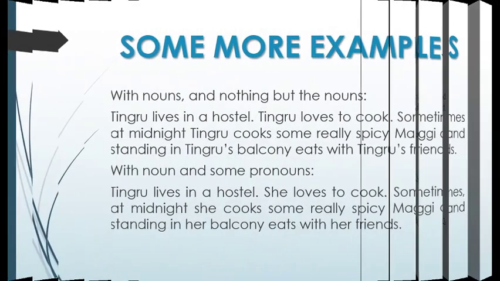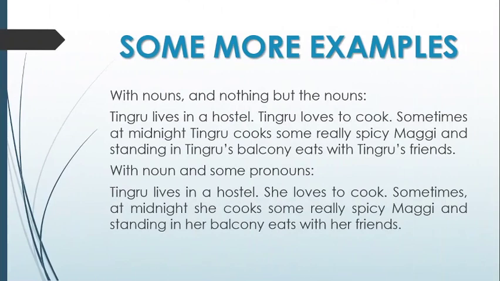Now let's have some more examples. First of all, we will look at sentences using only nouns. Tingru lives in a hostel. Tingru loves to cook. Sometimes at midnight, Tingru cooks some really spicy Maggie and standing in Tingru's balcony eats with Tingru's friends. The sentence is long and repetitive. So many times do we pronounce the name Tingru, Tingru, Tingru, Tingru.